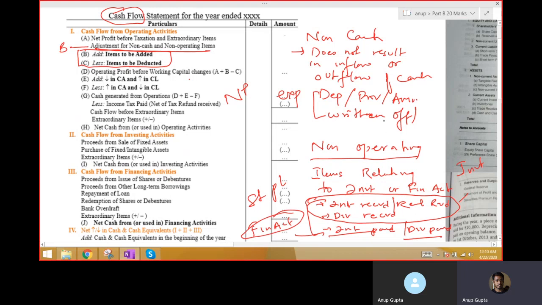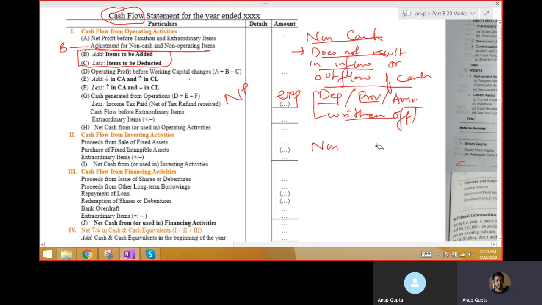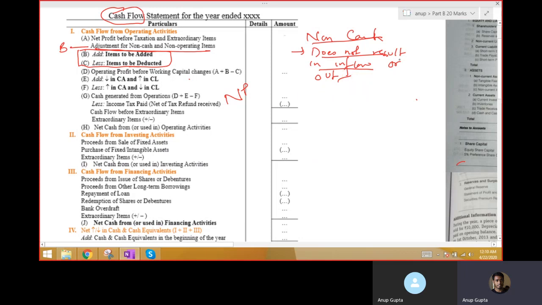So I hope you understood the meaning of non-cash. Again, non-cash items are those items which do not result in inflow or outflow of cash. Examples: depreciation, provision, amortization or write-off. And non-operating items are those items which relate to investing and financing. Though cash is involved, but since this relates to investing and financing, इसको यहाँ से निकालेंगे और डालेंगे investing में या फिर financing में. This is just the meaning of non-operating and non-cash. Let us understand the meaning of adjustment of non-operating and non-cash.